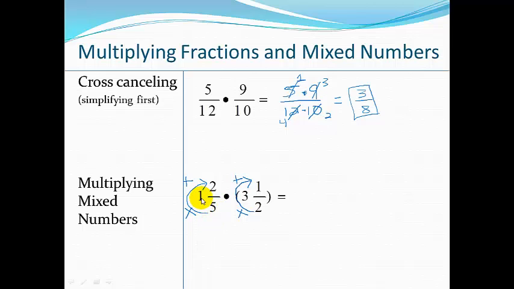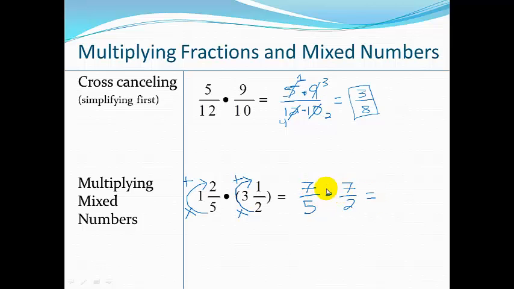So 5 times 1 is 5. 5 plus 2 is 7. So it's going to be 7 over my denominator of 5. And then I multiply. 2 times 3 is 6. 6 plus 1 is 7. 7 over my denominator of 2.